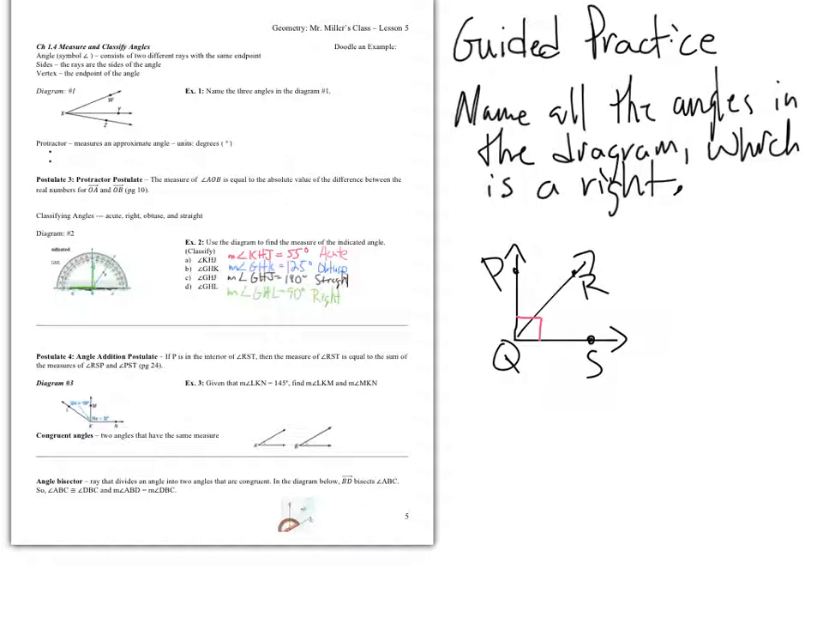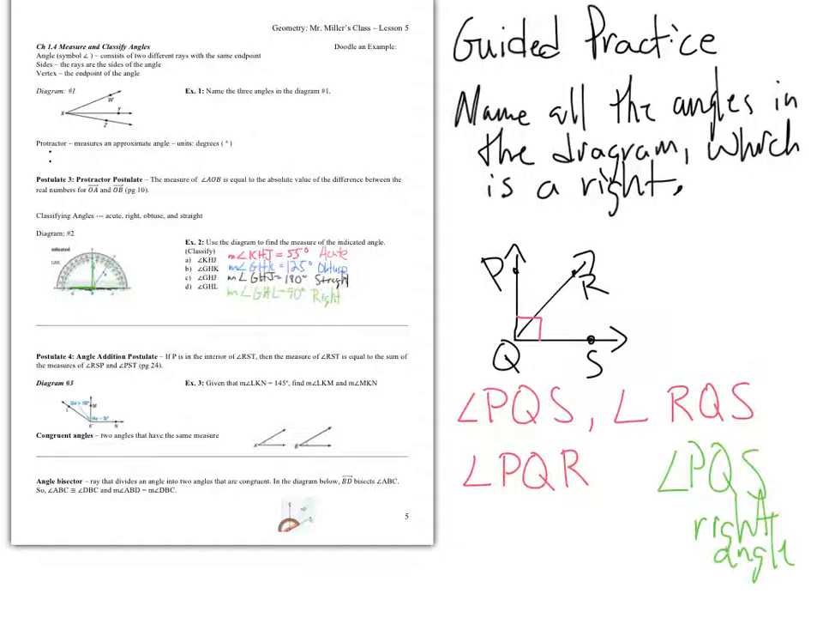Okay, we're going to do a little guided practice, and I want you to name all the angles in the diagram and then which one is a right angle. So please go ahead and do that, and then pause the video and then look at the answer in just a second. Okay, hopefully you paused it, and then these are your three angles: angle PQS, angle RQS, angle PQR, and then a right angle is angle PQS.